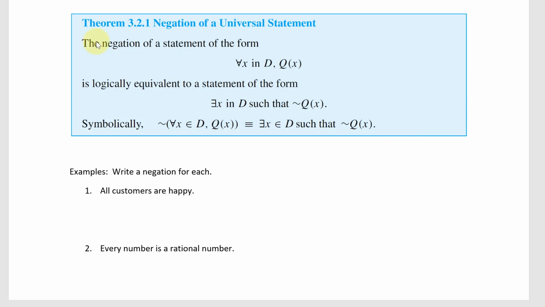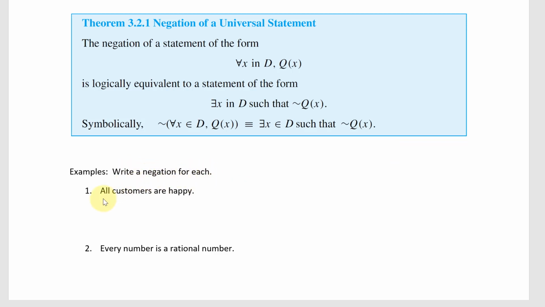Okay, so now we'll move on to looking at negations of universal statements. The negation of a statement of the form for all x in D, Q of x is logically equivalent to a statement of the form there exists x in D such that not Q of x. Symbolically, the negation of this universal statement is this existential statement. So let's look at an example. Write a negation for each.